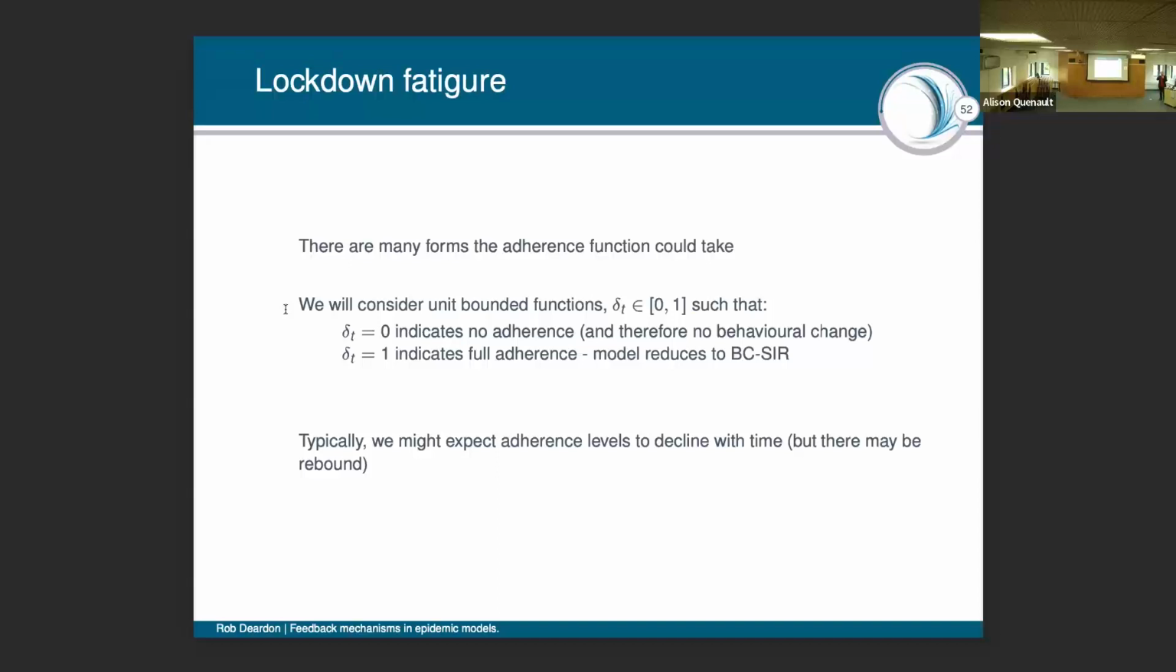And the rho t is essentially interpreted in the same way as the alarm function, in that as it goes up, you've got more protective measures. The delta t, this adherence function, you can think of as being, if it equals 0, then there's no adherence at all to restrictions or natural behavioral changes we might make. If it equals 1, then there's full adherence. So we'd expect it to equal 1 at the start and then to decline. But as I say down here, adherence levels could rebound.